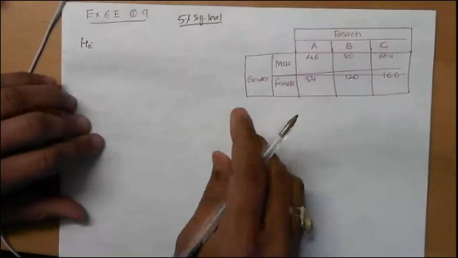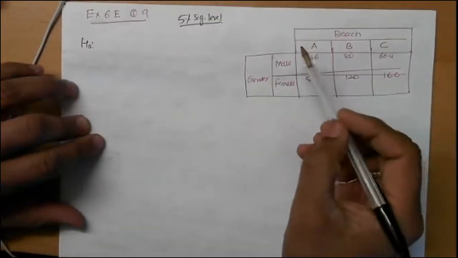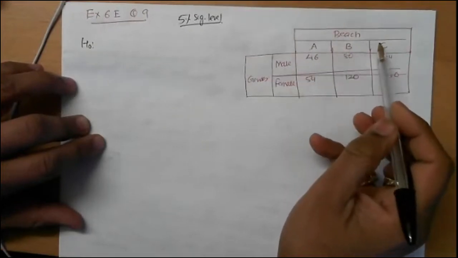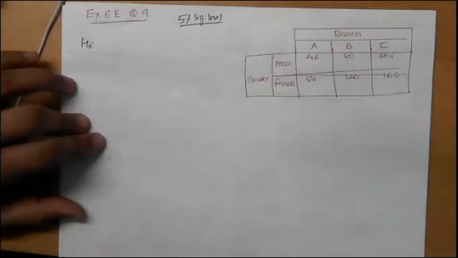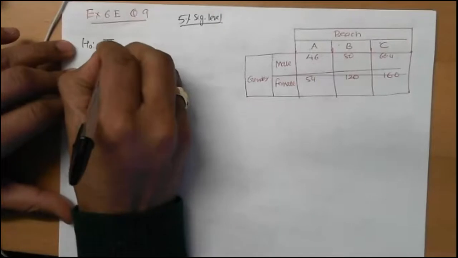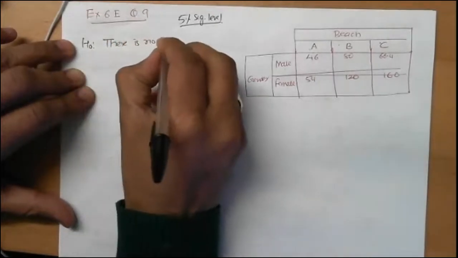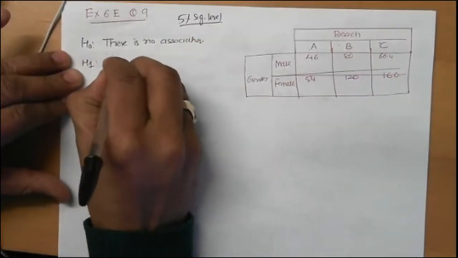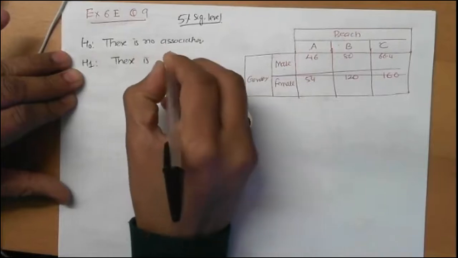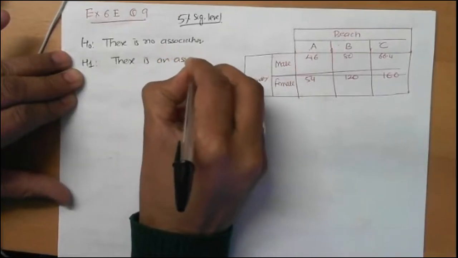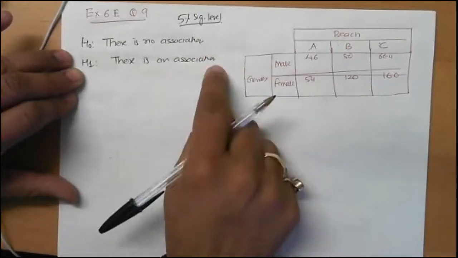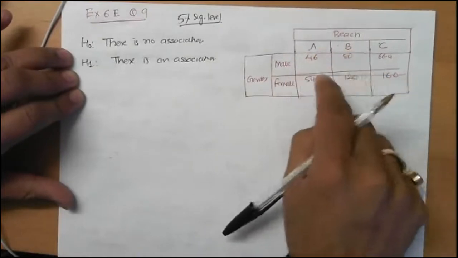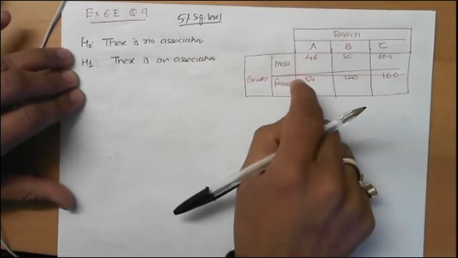All right, people, the scientist wants to find out if there's an association between the gender of the organisms and the beach type. So what do we say? H naught is always standard: there is no association. And H1 is that there is an association. What does that mean in this case? Association means that the gender is connected to which type of beach they're talking about. No association means gender is not connected to that.